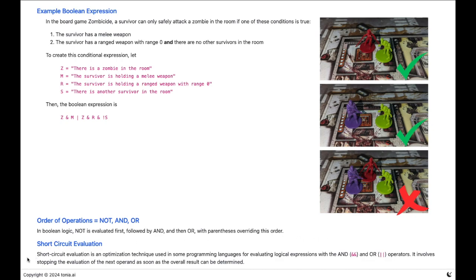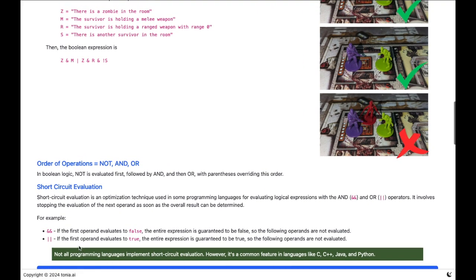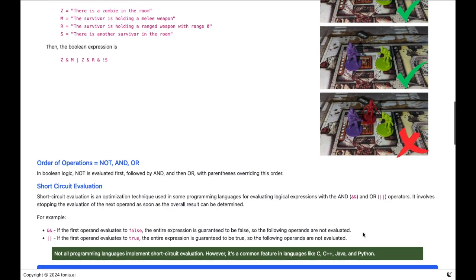Short-circuit evaluation is an optimization technique used in some programming languages for evaluating logical expressions with and or operators. It involves stopping the evaluation of the next operand as soon as the overall result can be determined. For example, using and, if the first operand evaluates to false, you know that the entire expression is guaranteed to be false, so the following operands are not evaluated.